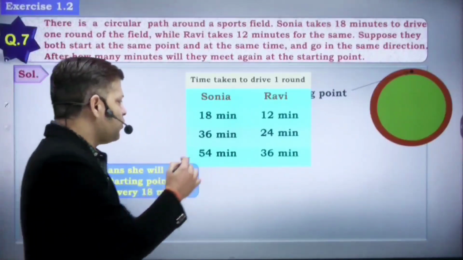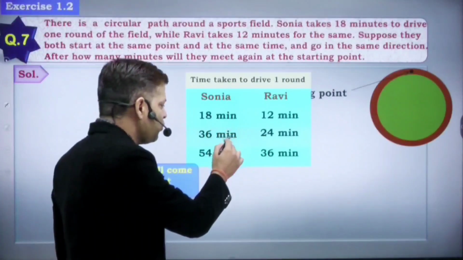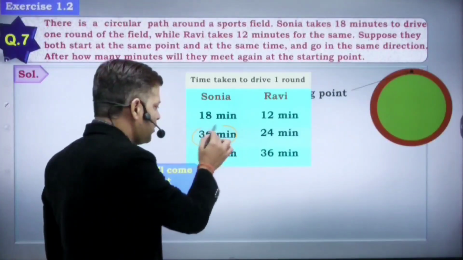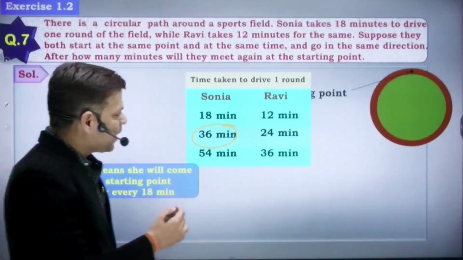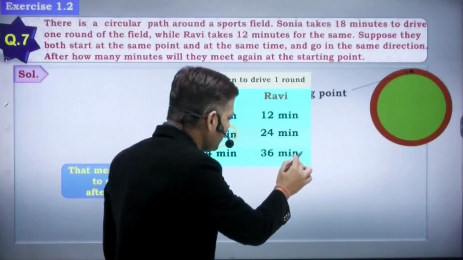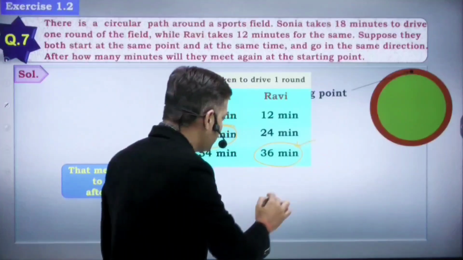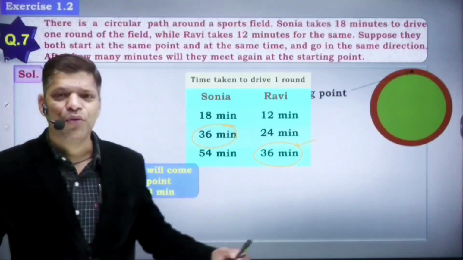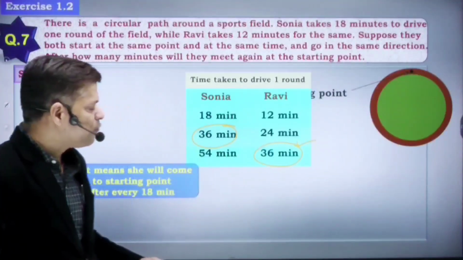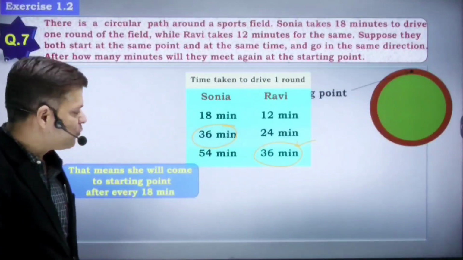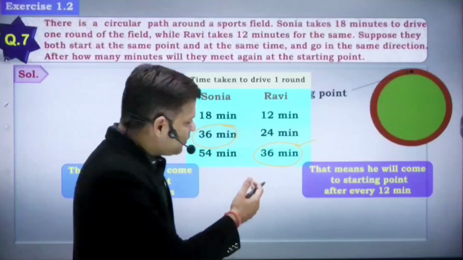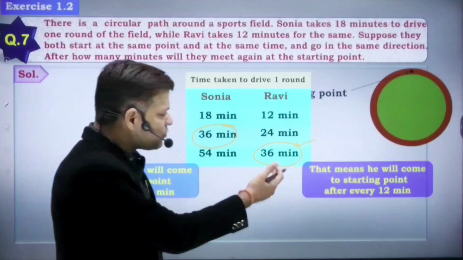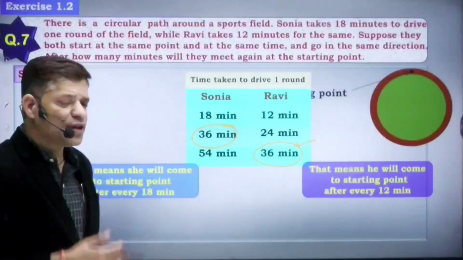So when Sonia drives two rounds, she completes two rounds in 36 minutes and Ravi completes three rounds in 36 minutes. That is, after 36 minutes they both meet again. Okay, but which concept will we apply here? So you can see that he will come to the starting point after 12 minutes. This is for Ravi.